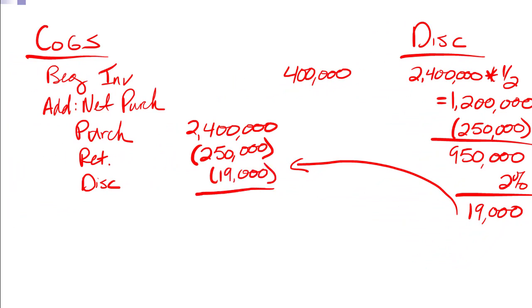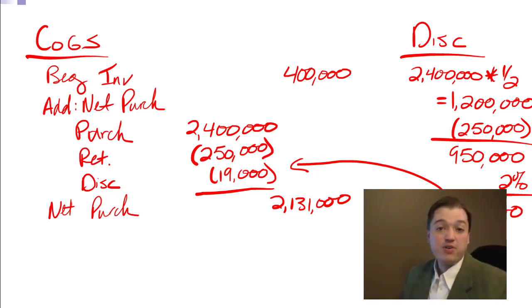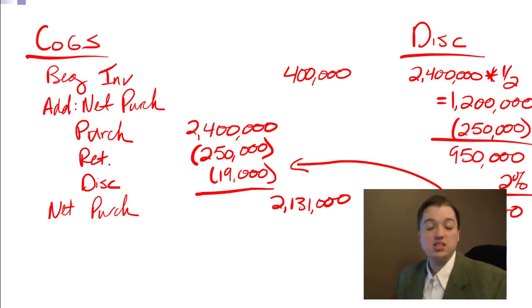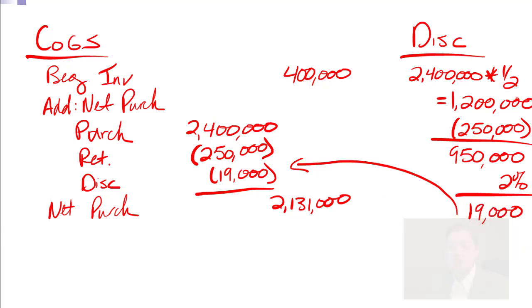And if I add all those up, I get my net purchases. So let's see, 2.4 million minus 250,000 minus 19,000 is 2,131,000. Now to that number I would add, if I had any freight charges. In this case UNO doesn't deal with freight charges, so we don't have to worry about that.